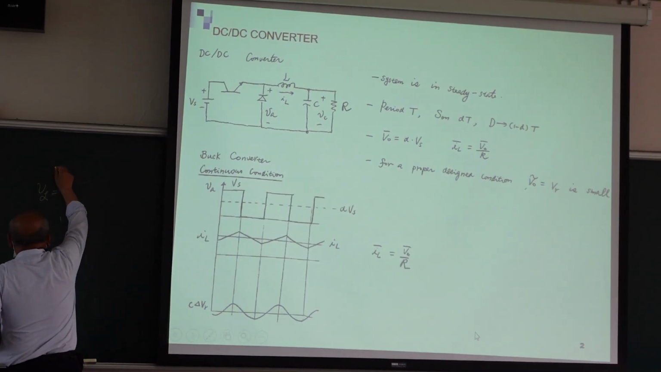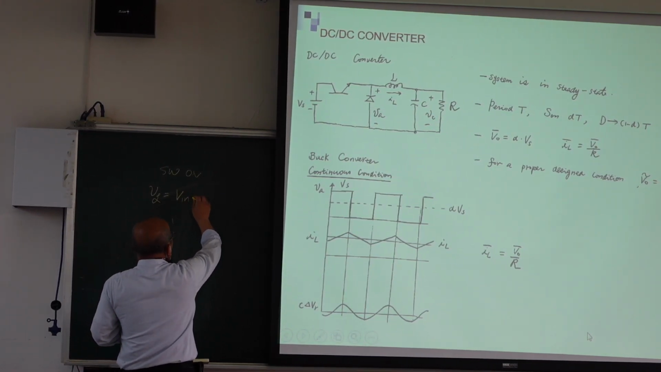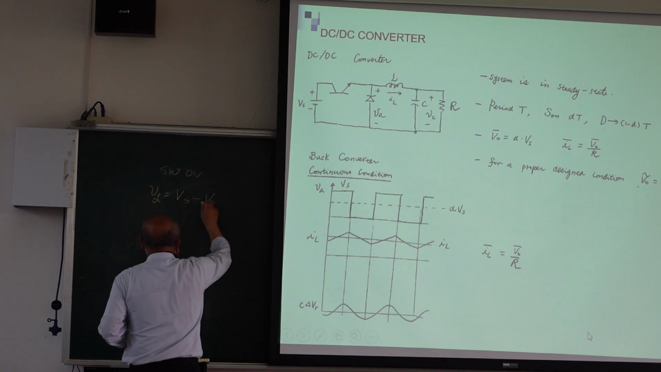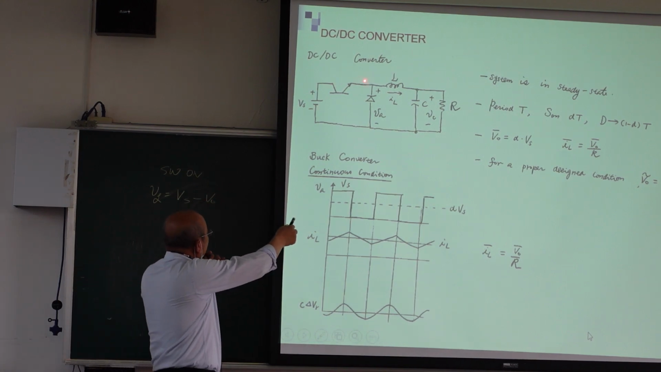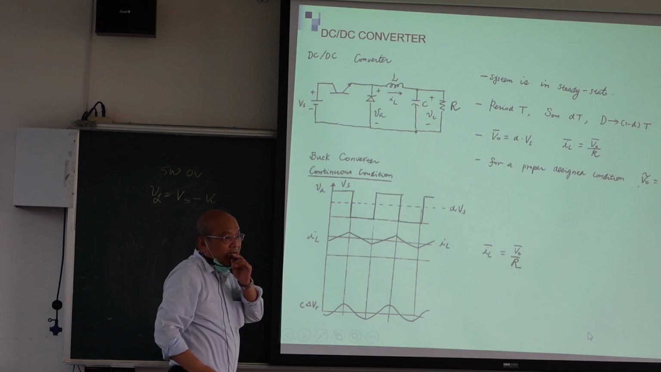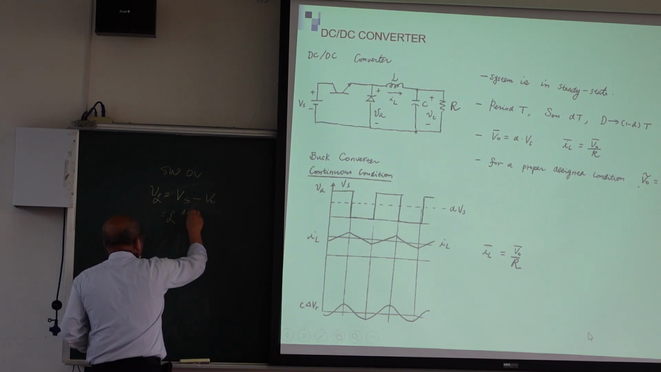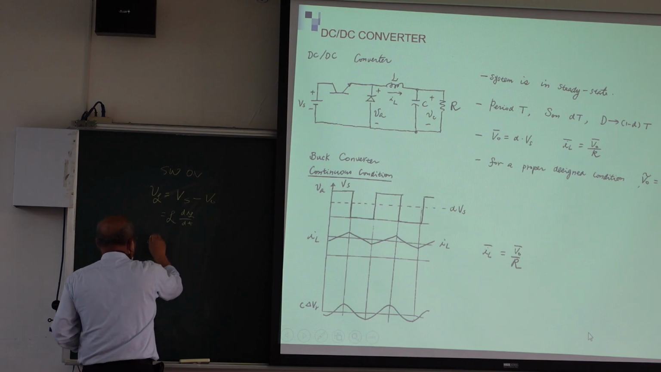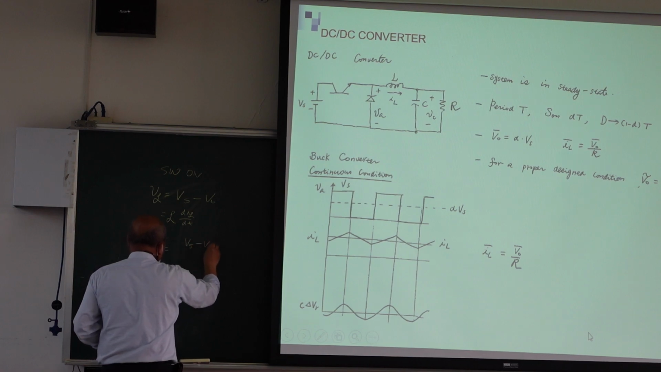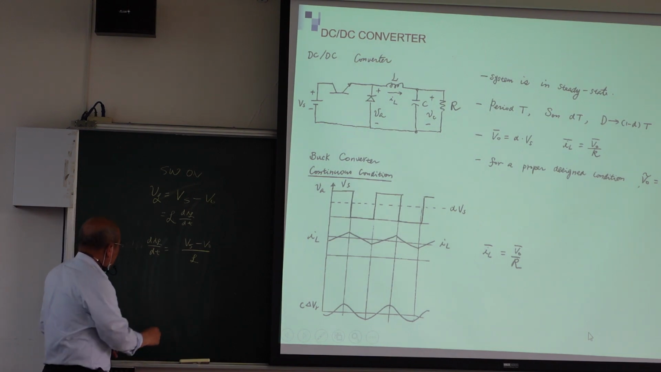So if the switch is on, then VL is Vin or VS minus VO. So if the switch is on, then this is VS, this is VO, this is plus, this is minus. So VL is VS minus VO. Okay. Then VL equals L di/dt. So how about di/dt? It is equal to (VS minus VO) divided by L, right? So from the math you can obtain this.